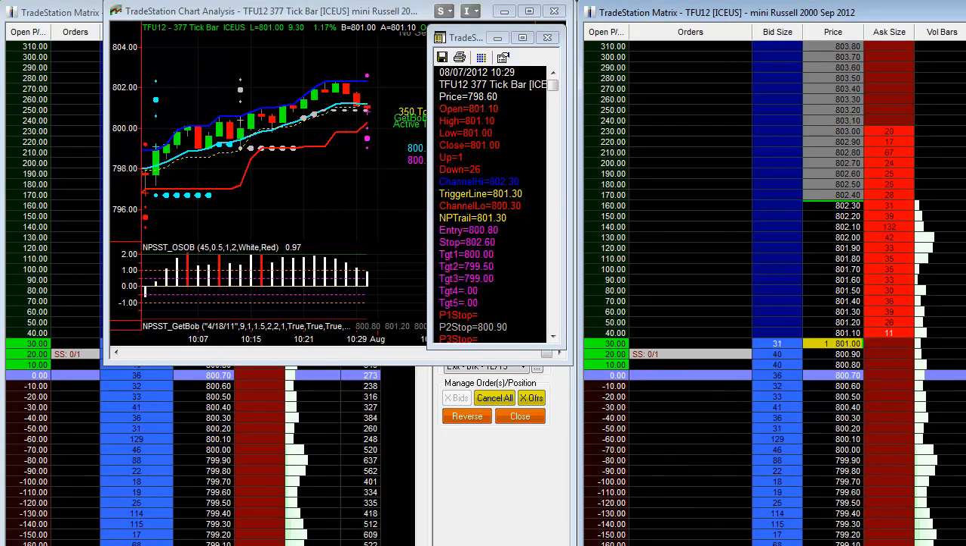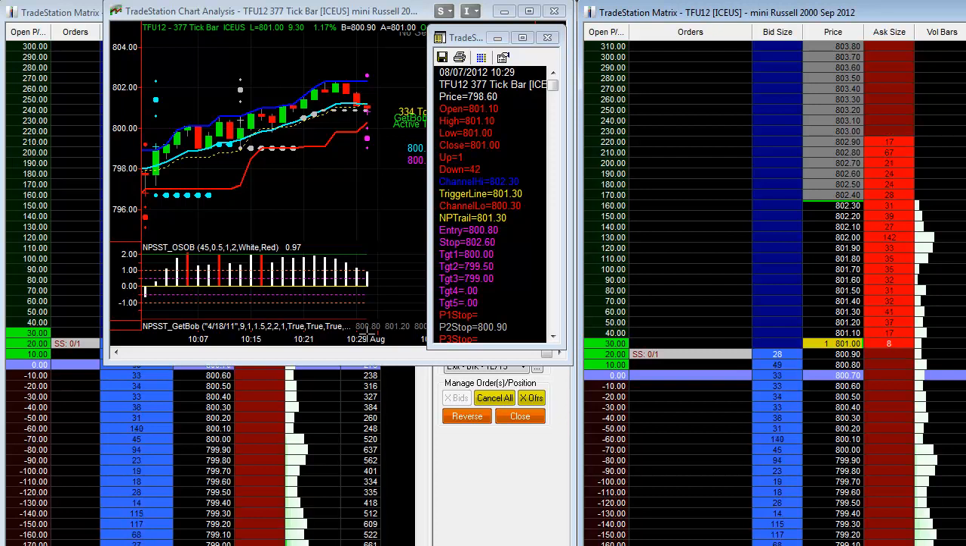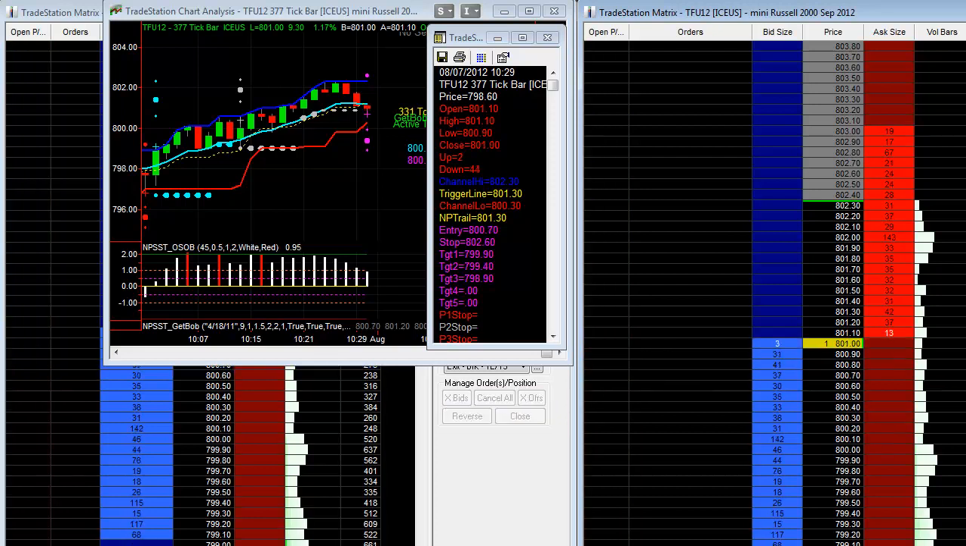Yep, getting close to wheat. Russell's about a tick away from stopping out. Order filled. And it did just stop out. But power of quitting, profitable day on the Russell.